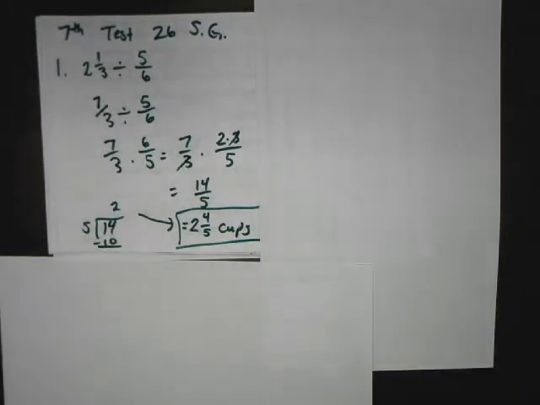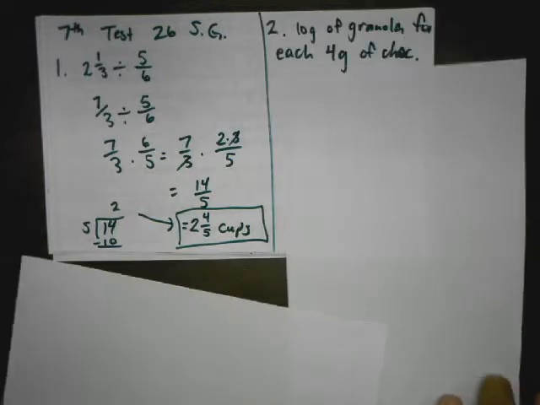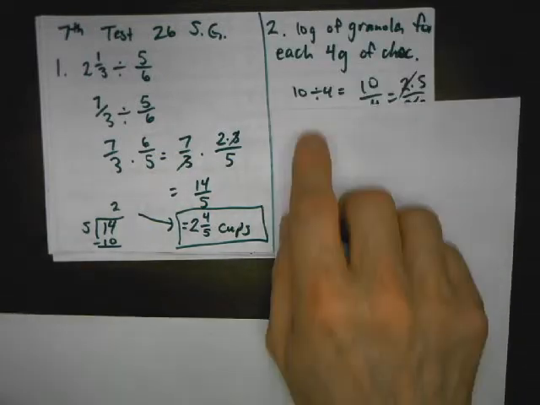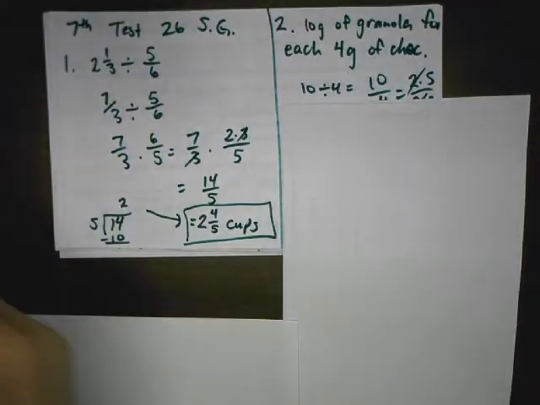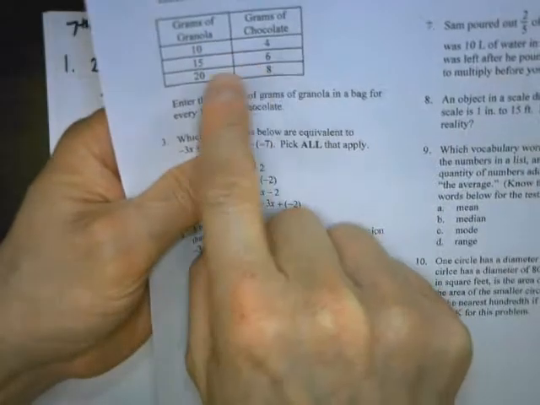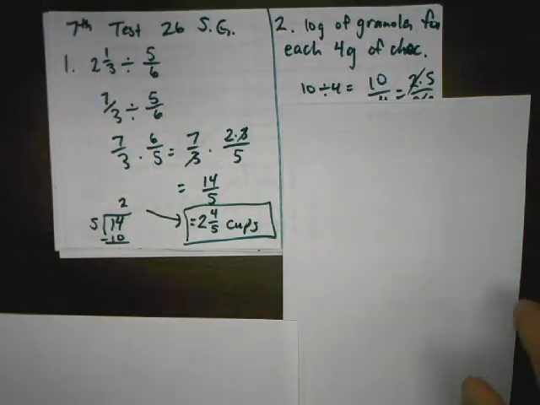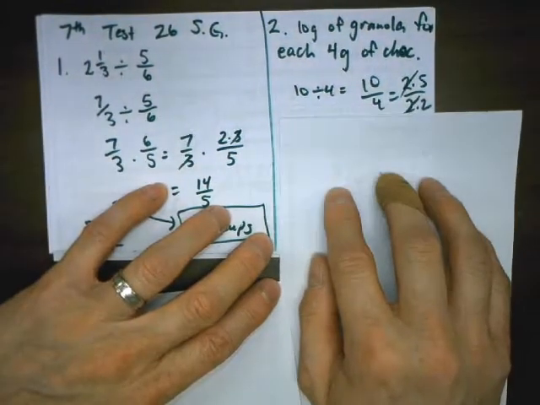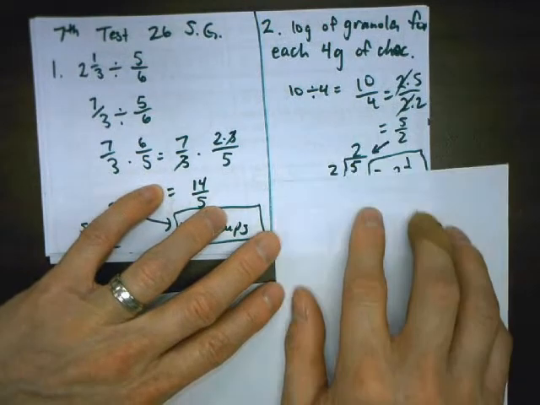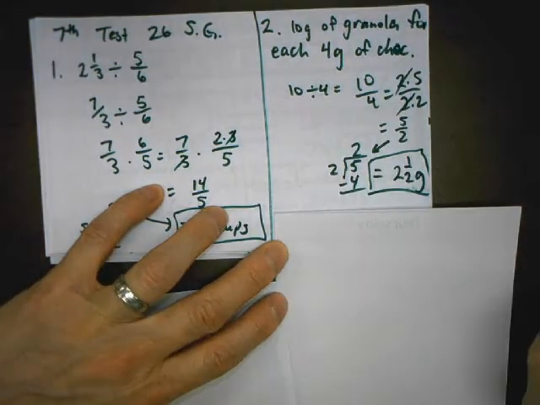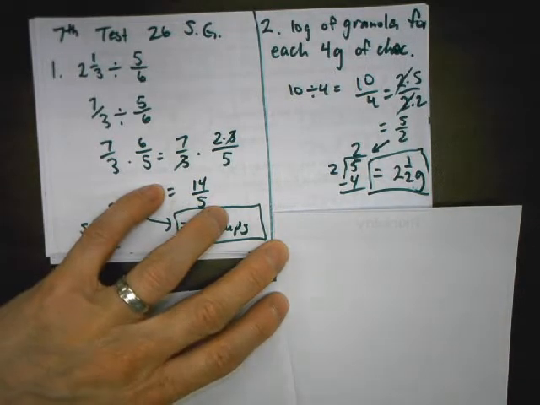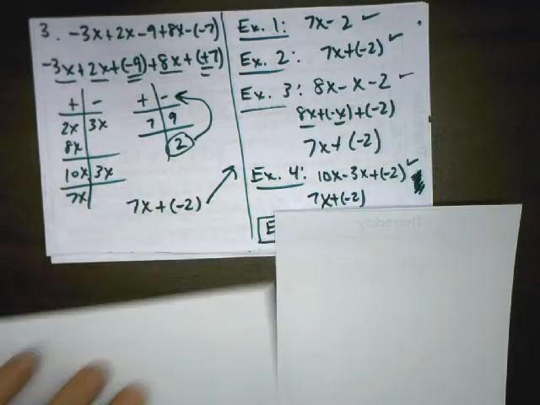Number 2 says this table shows a proportional relationship, and then it says enter the number of grams of granola in a bag for every 1 gram of chocolate. Again, they say chocolate second, so we put chocolate second. I can pick any point on there I want, the first one or the second one. It doesn't matter. I'm going to get the same answer for all of those. So I go 10 divided by 4. Again, factor trees, cross out my 1's, convert it to a mixed number, and you get the answer of 2.5 grams.